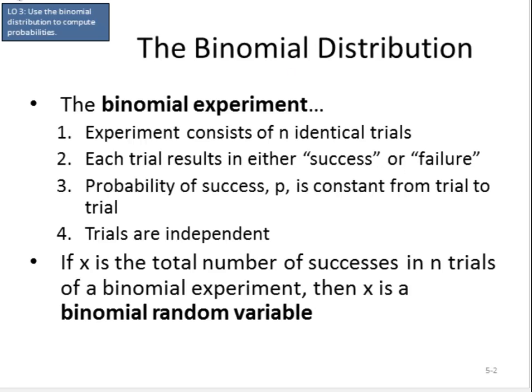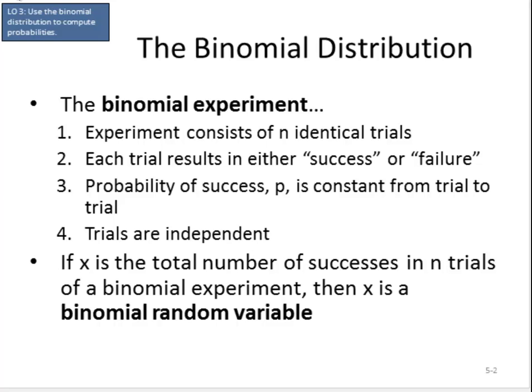Hello, today we're going to talk about the binomial distribution, and these are the rules for a binomial experiment. The experiment consists of n identical trials. Each trial results in either a success or a failure. The probability of success, p, is constant from trial to trial. That means it doesn't change from trial to trial. And the trials are independent.